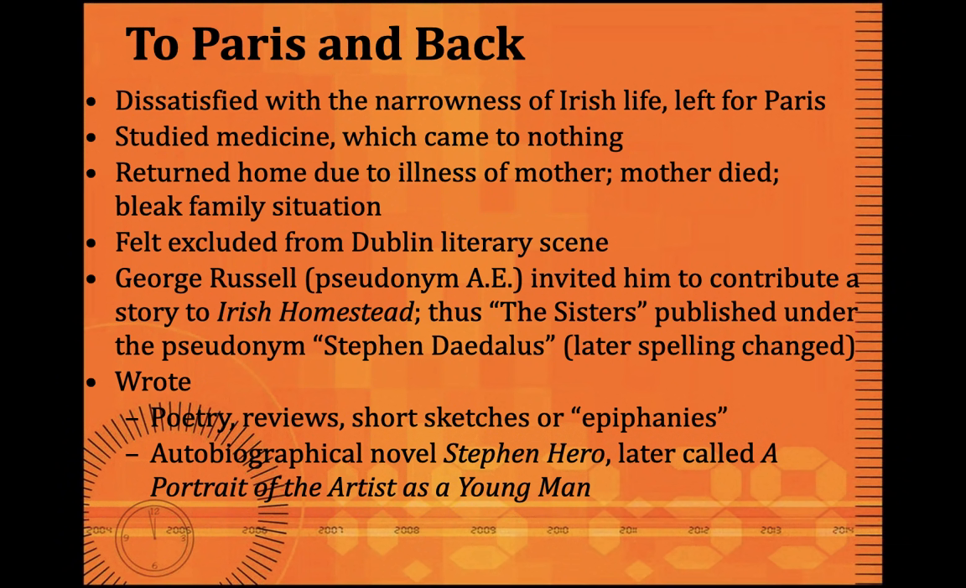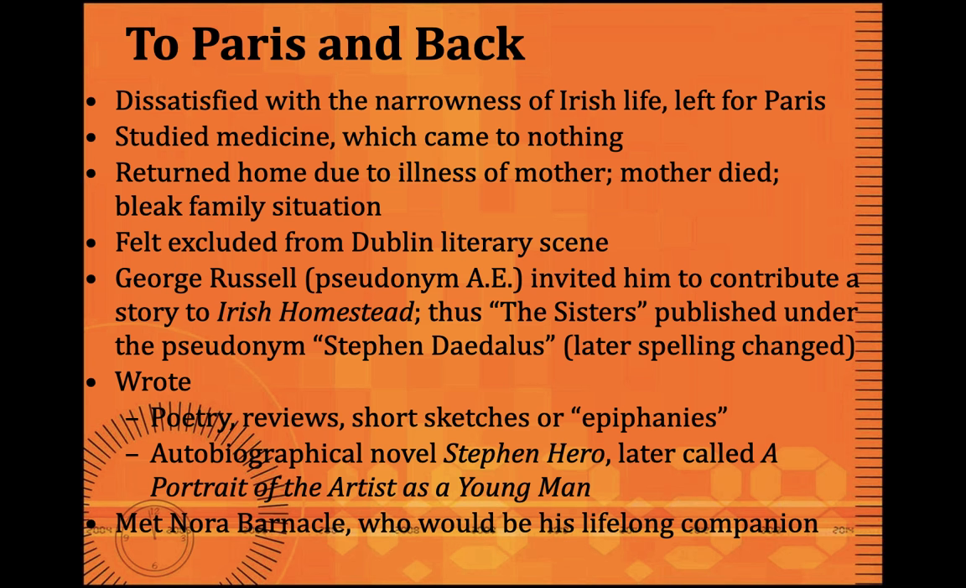And Joyce wrote the autobiographical novel Stephen Hero, which was later rewritten and retitled A Portrait of the Artist as a Young Man, published for the first time in 1916, years after he wrote it. And he also wrote his early short story collection, Dubliners, at this time. Joyce met Nora Barnacle, who became his lifelong companion. They never married, but she was a lasting influence on his career and life. And he wrote letters to her that were published as Dirty Letters.